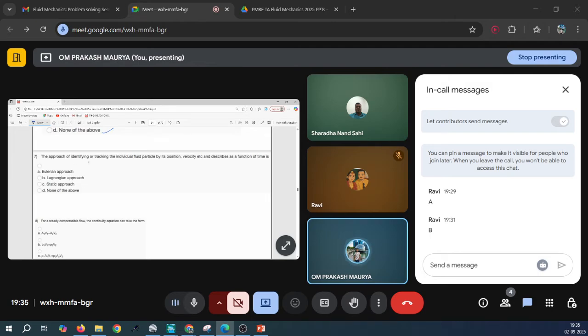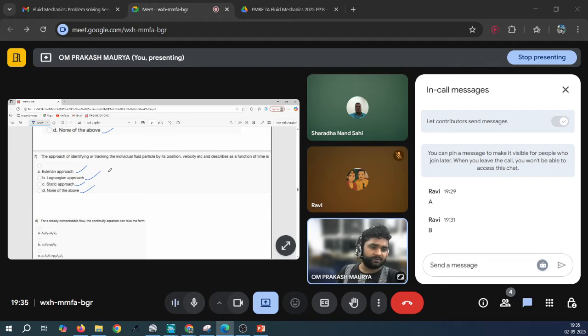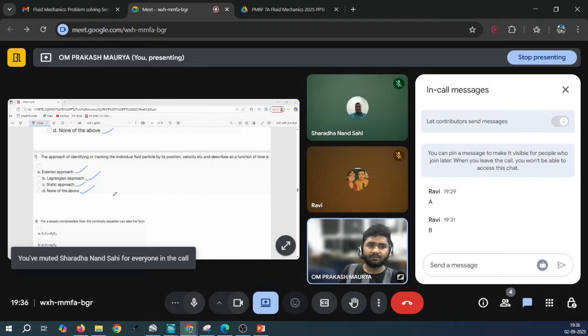The approach of identifying or tracking the individual fluid particle by its position, velocity, etc., and described as a function of time is: Eulerian approach, Lagrangian approach, static approach, none of them. Which option will be correct for question number 7? Please just try to write your answer.